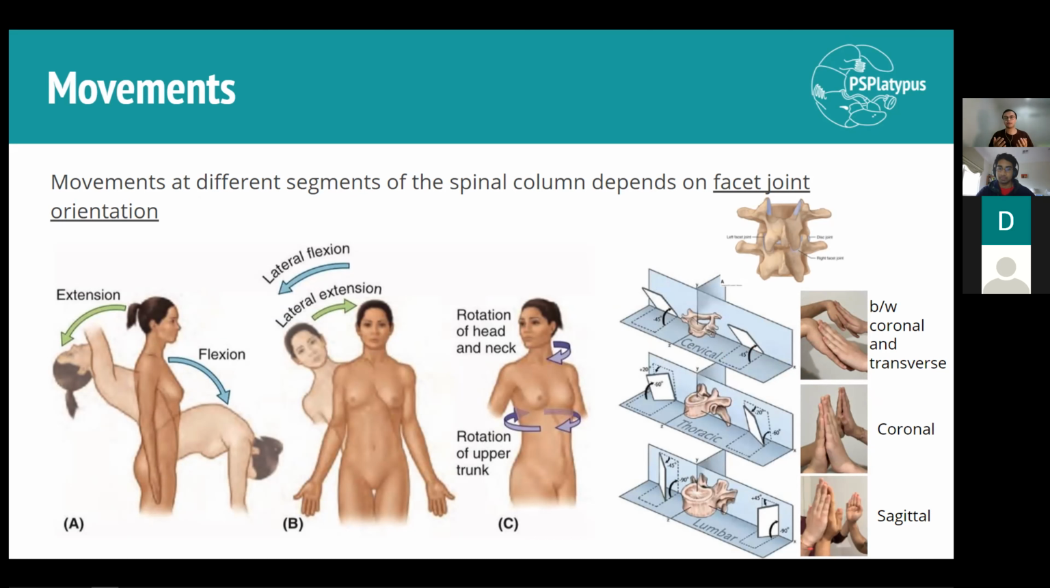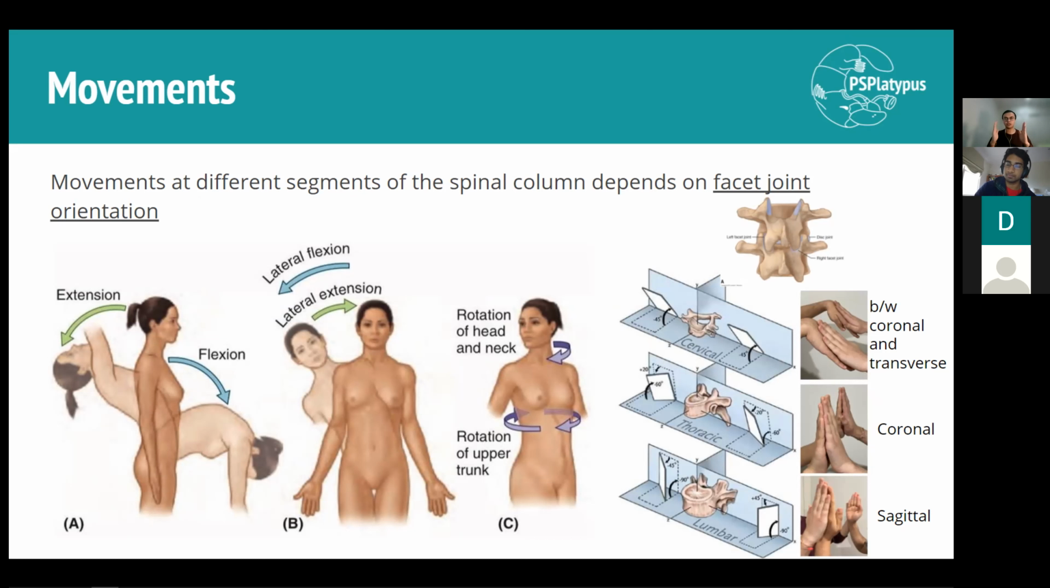Coronal here is the exact same idea. It's where you're having that coronal plane and the facet joints are in that coronal plane, which means you can do everything you want. So you can do the flexion, extension, lateral flexion, extension, and rotation. The key idea here, probably the most important one of all of this stuff, is the last one, which is the lumbar vertebrae. Their facet joints are in the sagittal plane, or not sagittal, but almost sagittal plane. So sagittal being like this, right?